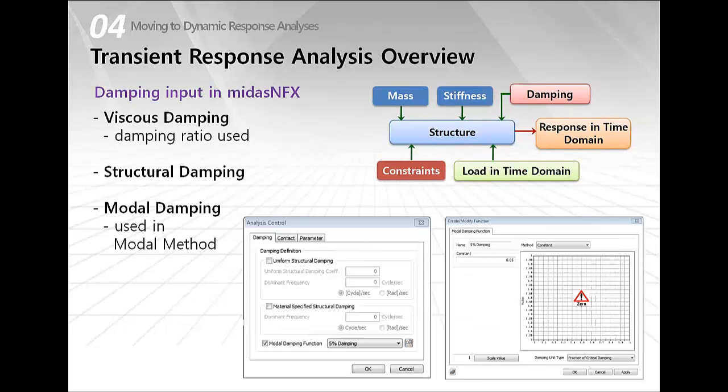Okay, there are 3 damping types we can use in Midas NFX. The first one is viscous damping. Mostly we will use the damping ratio to define it, or maybe we can use a damping value. The second one is structural, overall or material based damping. And the third one is modal damping, which is used in the modal method, and is the same as viscous damping, but it is linked to each mode shape.